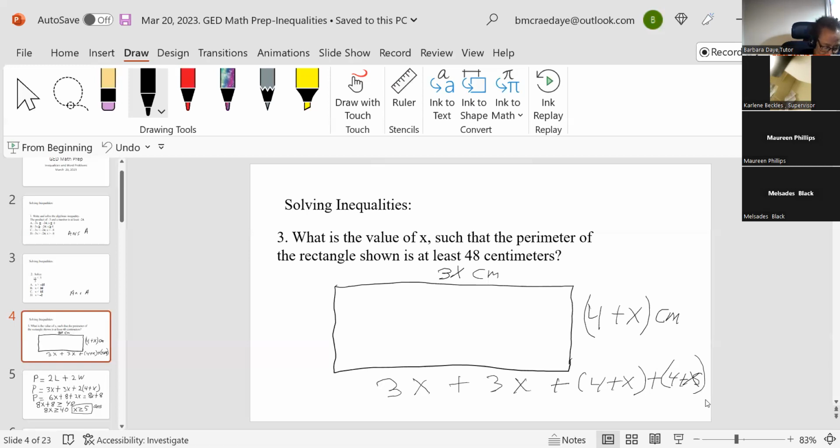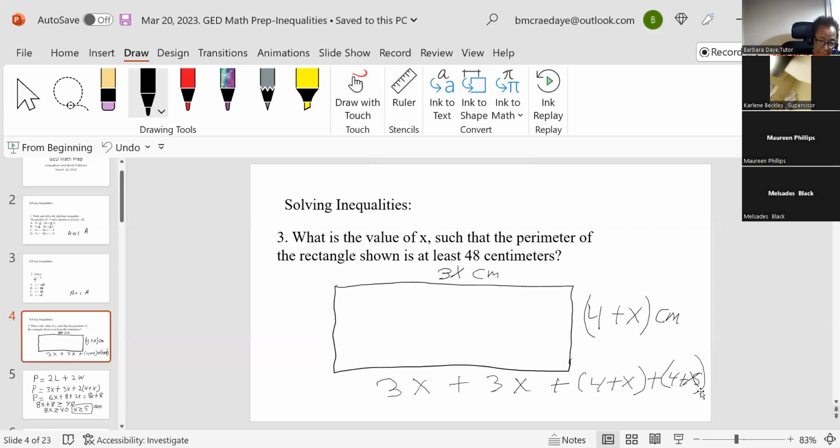And what do you get? Mercedes, you with us? Yeah, I'm trying to work it out. You have 3x plus 3x. Remember, it's the sum of the 4 sides. So it's really 2 times this side plus 2 times this side, but you could just add them all up: 3x plus 3x plus 4 plus x plus 4 plus x. And what does that give you? You added it up, Mercedes? Yeah, I'm doing it, miss.